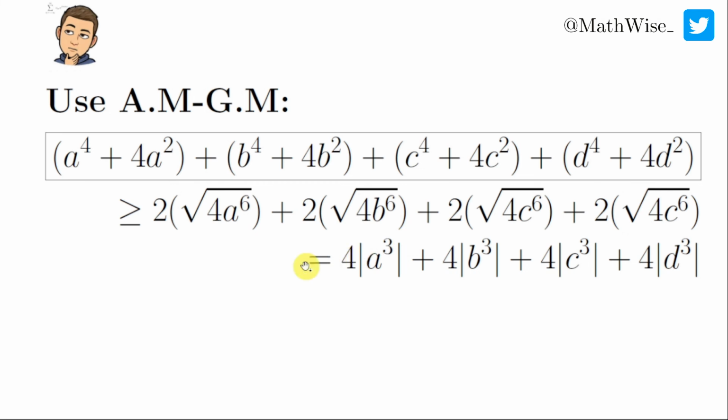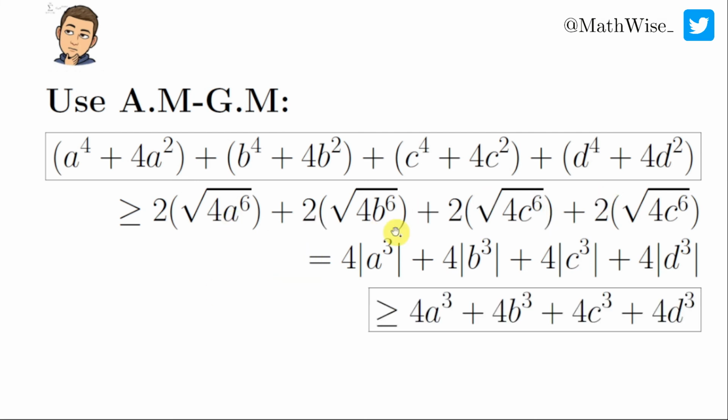And this is exactly equal to 4 times the absolute value of a cubed plus 4 times the absolute value of b cubed plus 4 times the absolute value of c cubed plus 4 times the absolute value of d cubed, right? Because the square root of this is just 2 times the positive form of a cubed, right? And also for the others. And all of this is definitely bigger than or equal to the same without the absolute values.